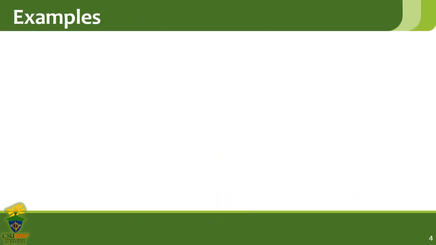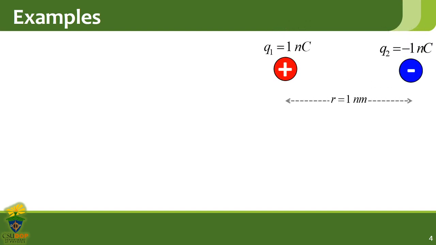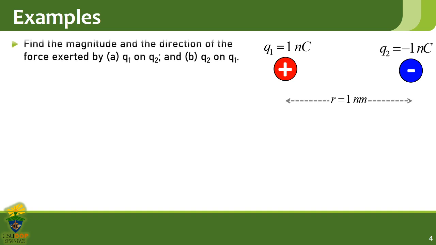Now, let's have some examples. In this problem, we have two charges with opposite signs, which means the electric force is attractive. We are then asked to find the magnitude and direction of the force exerted by Q1 on Q2, and vice versa. Note that these two forces are equal in magnitude but opposite in direction by Newton's third law of motion. For the first problem, the direction of the force exerted by Q1 on Q2 is directed towards Q1, or to the left. Note that Q1 will pull Q2 towards itself since opposite charges attract.